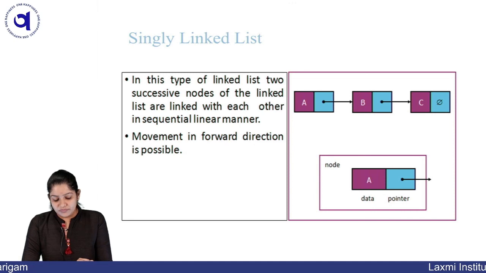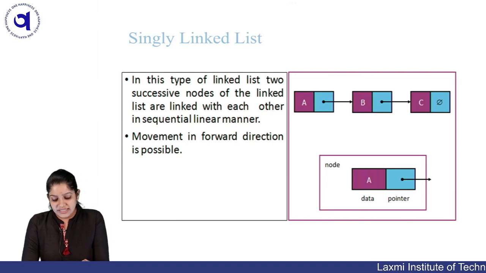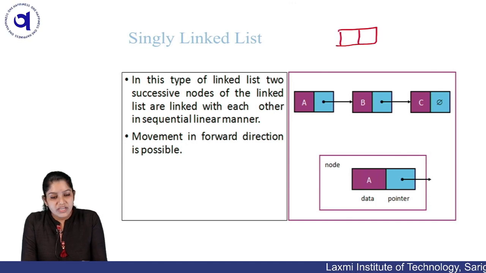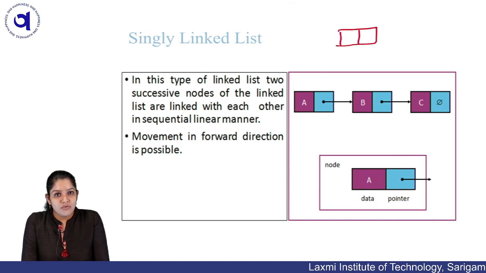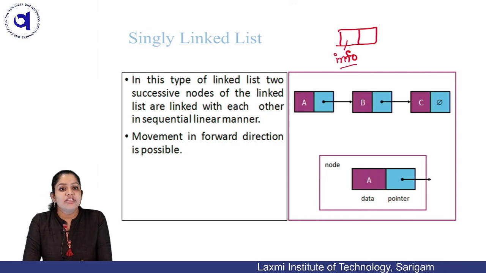Now there are 3 variants of a linked list. The first one is the singly linked list. As you can see here, a singly linked list has a node with only 2 parts. The first part is the info part. Info part means the data, whatever data we are storing.